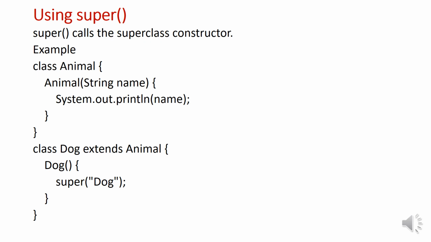Super. Super is a keyword which calls the superclass constructor. For example, class Animal. After that, the method Animal, that is a constructor. This is a parameterized constructor. After that, Dog extends Animal. So Dog is a subclass, Animal is a base class. Dog has the constructor Dog. Within that, we are using the keyword super of Dog, which inherits the methods and data from the base class.